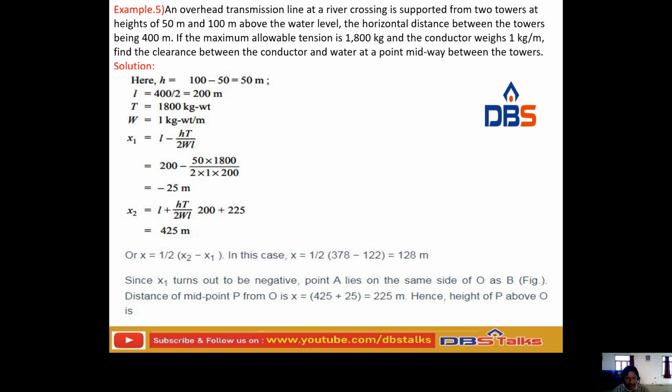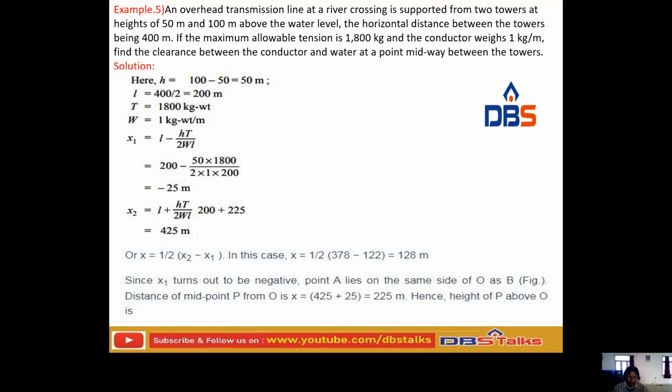So go for another problem. An overhead transmission line at a river crossing is supported from 2 towers with heights of 50 meters and 100 meters above the water level. The horizontal distance between the towers is 400 meters. If the maximum allowable tension is 1800 kg and the conductor weight is 1 kg per meter, find the clearance between the conductor and water at a point midway between the towers. They have given unequal supports, and we have to calculate how much clearance the conductor has to the ground.